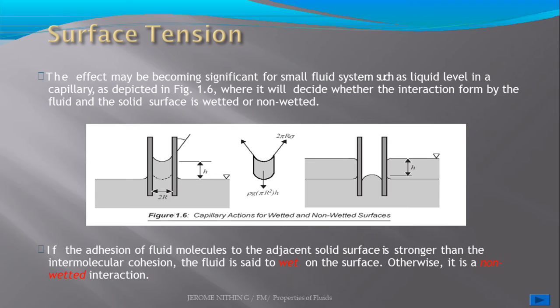So the first fluid is said to be wet on the surface. If the adhesion of the fluid molecules to the adjacent solid surface is stronger than the intermolecular cohesion, the fluid is said to be wet on the surface, otherwise it is a non-wetted interaction.